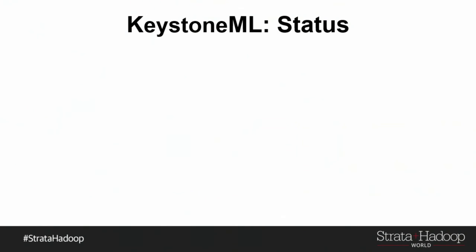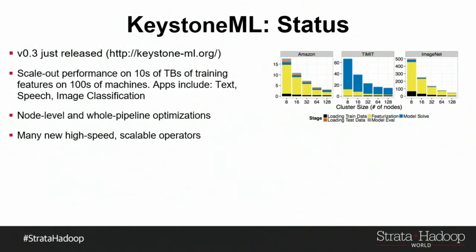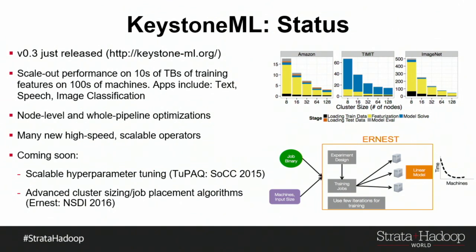So where KeystoneML is at, we just released a new version this week. The URL is there. We were able to show scale out on multi-terabyte data sets, on order 100 nodes for text processing, speech processing, image classification. We have a bunch of optimizations in there at the individual operator level and across the pipeline. We have a lot of new operators. If you used old versions of MLlib, you'll be happy to see some of the new operators we've put in there. And we're working on even more sophisticated optimizations now in terms of parameter tuning and in terms of automatically choosing what system and how much of a system you need to run your operations on. Okay, so this is KeystoneML.